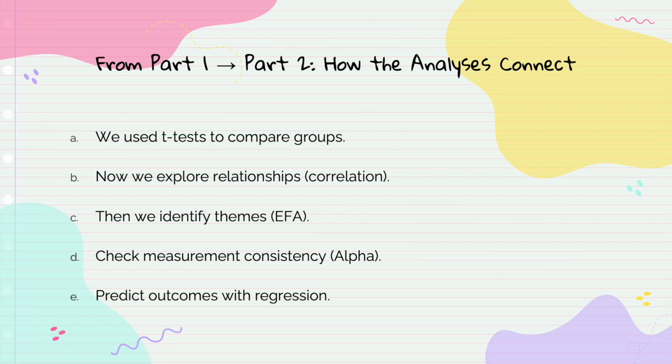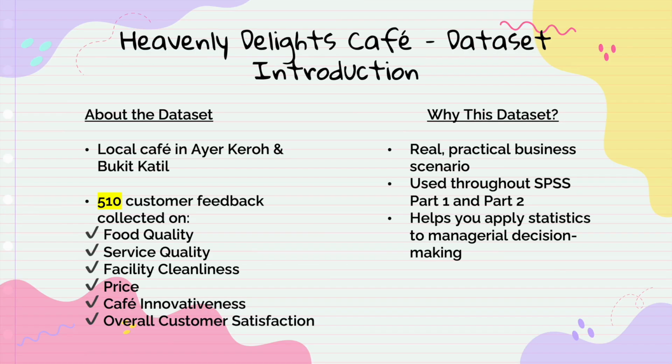In Part 1, we learned how to compare groups using t-tests. In Part 2, we take a bigger step. We look at relationships using correlations, uncover hidden dimensions using EFA, check reliability, and end with regression. Our data set is from Heavenly Delights Café, with 510 customers rating their experience. These variables will be used for correlation, EFA, reliability, and regression.